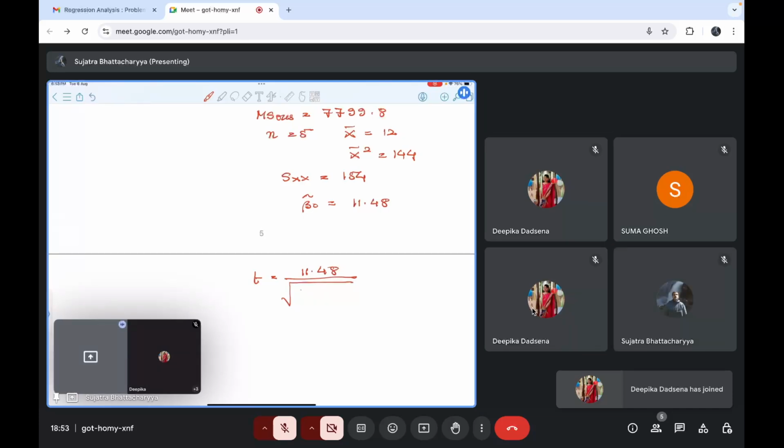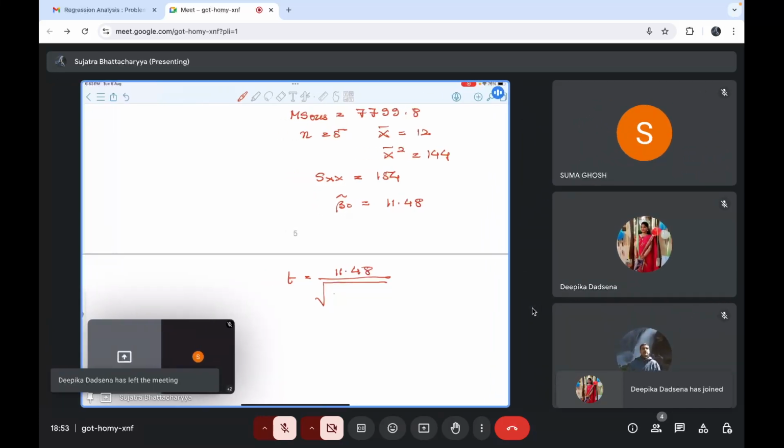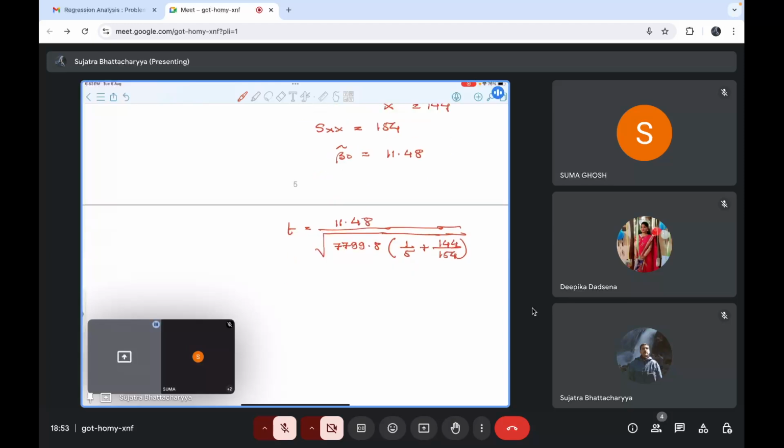What is MS residual then? That is 7799.8, times 1 upon 5 plus x bar square, 144, divided by 154. Okay. So if you now calculate all these things, it will come out to be a very small value, about 0.122.